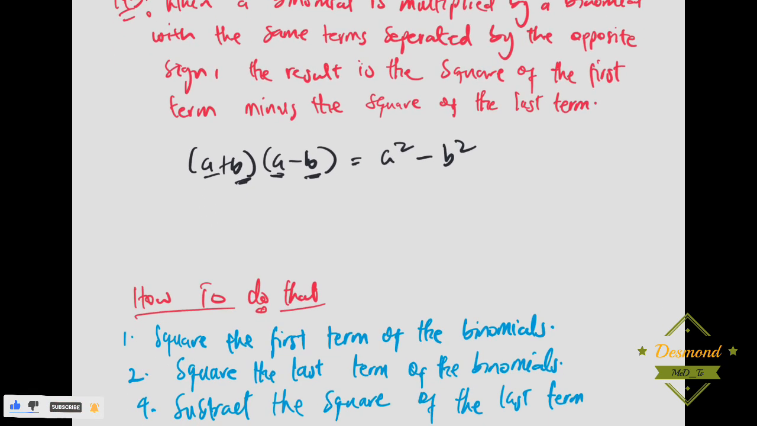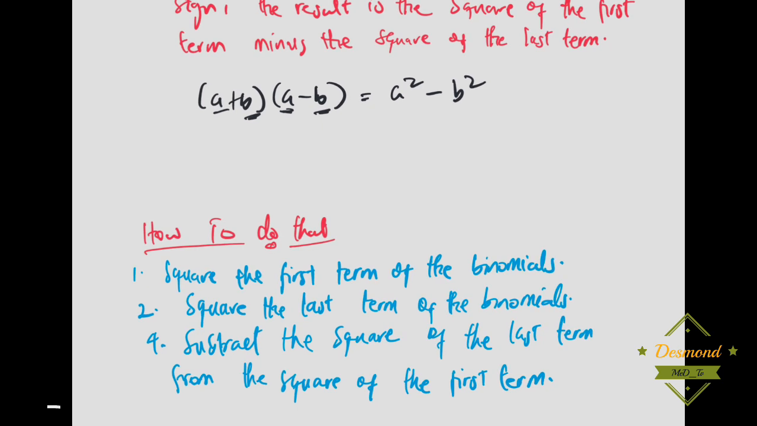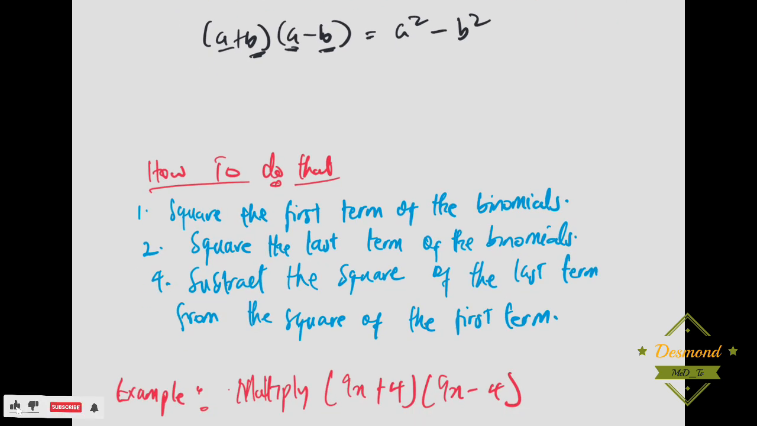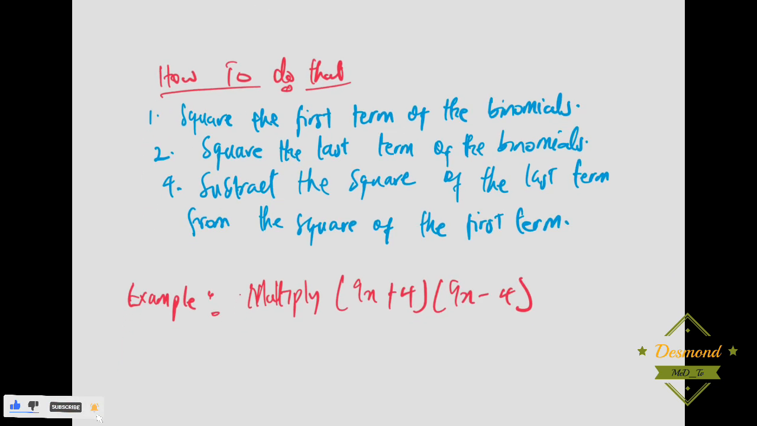That's the difference of squares. Very simple. Now, how do we do that? Let's say you are given a binomial which we are supposed to multiply by a binomial with the same terms but the opposite sign. How do you find the difference of squares? The first thing that we need to do is to square the first term of the binomials. The second step is to square the last term of the binomials. Then lastly, you subtract the square of the last term from the square of the first term. Very simple to do.